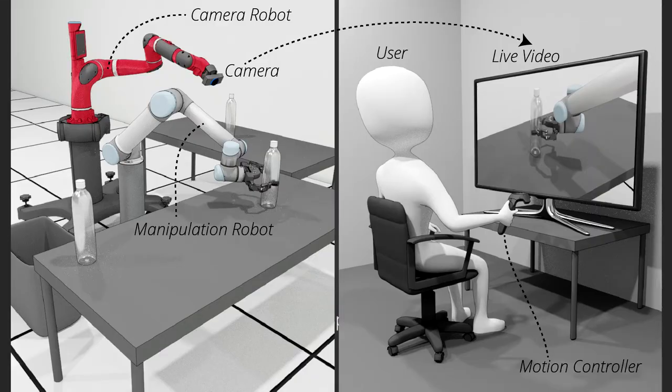In order to move the viewpoint on the fly, our method uses a two-robot system where a user controls a manipulation robot, and a camera-in-hand robot alongside the manipulation robot continuously servos to provide a sufficient view of the remote environment.